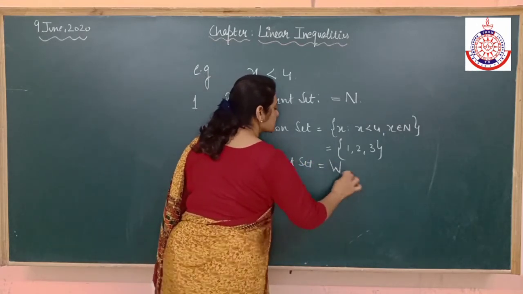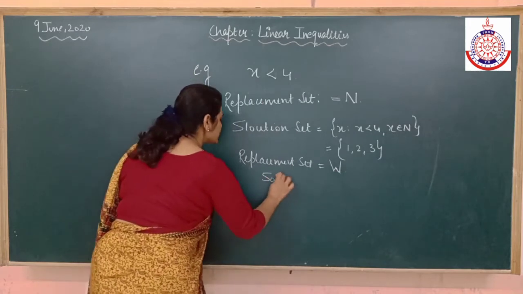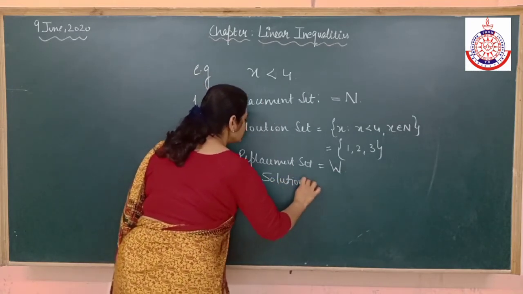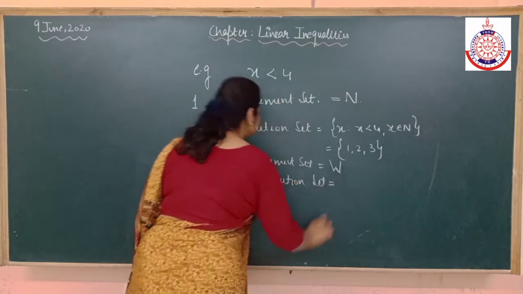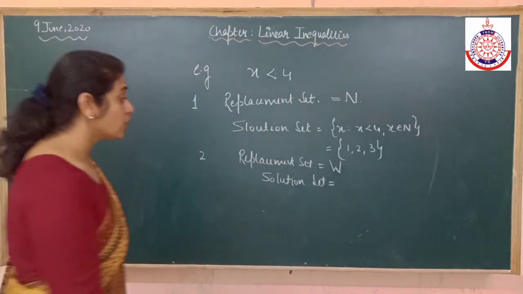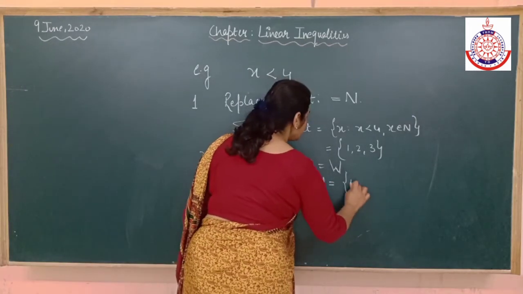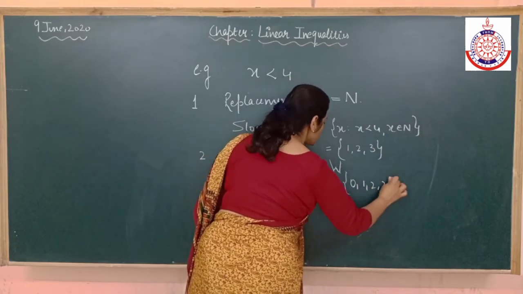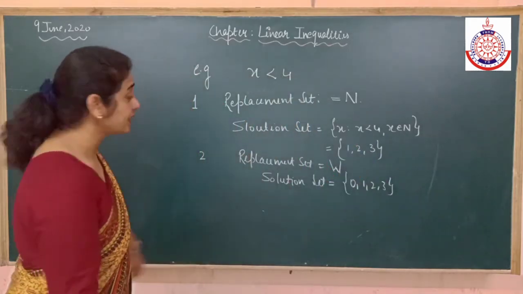Same example, if I let my replacement set be whole numbers, what will be my solution set? What is the set of whole numbers? You all know it starts from 0. So my solution set is going to be 0, 1, 2, 3.